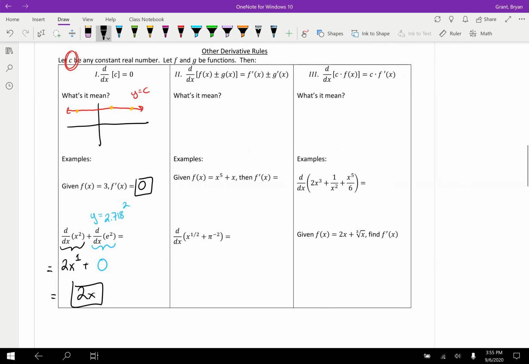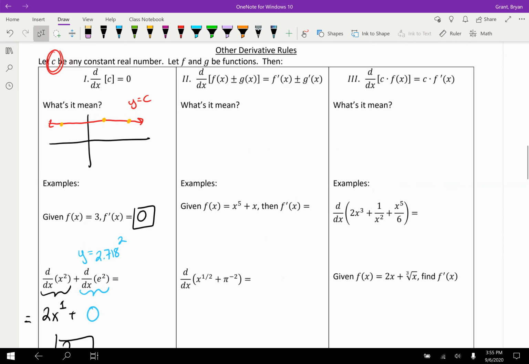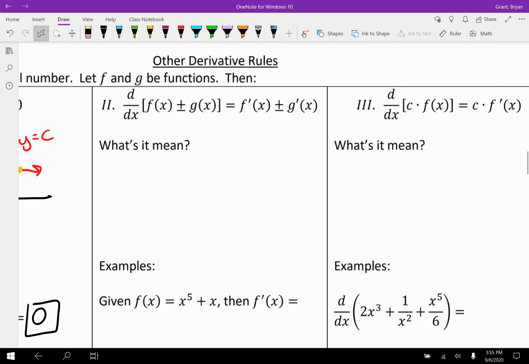Second additional rule. This rule is actually a pretty powerful one, and it tells us that if you have two functions adding or subtracting together, and you're asked to take the derivative, then you are allowed to find the derivative of the first one and the derivative of the second one separately. I hesitate to use the fact that we're distributing this inside because that's not what really is happening, but you could think of that if you want.